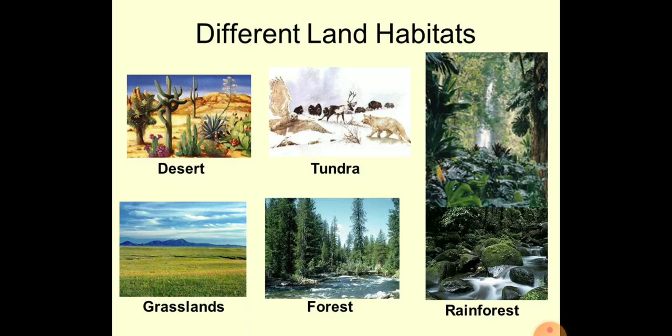Now let us understand different land habitats. So what is a habitat? A habitat is the place where a plant lives. It must have adequate food, water and space. Desert habitats have a hot and dry climate. Plants and animals that live in the desert have evolved to survive in harsh conditions. Tundra region is found in the Arctic area where the climate is cold and windy. Grassland, forest and rainforest are also types of land habitat.